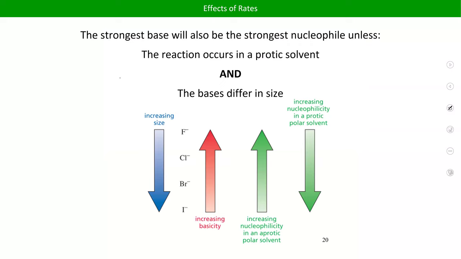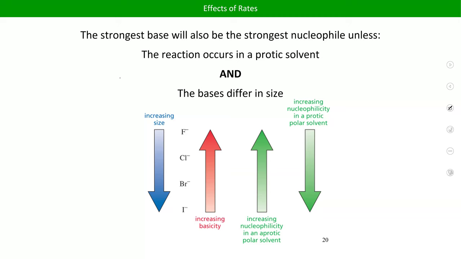So here's our general rule. Strongest base will also be the strongest nucleophile unless both of these are true: the reaction is in a protic solvent and the bases differ in size. Because that's where we got that reverse in that protic solvent. If you're in a protic solvent, the smaller your base, the smaller your nucleophile, the more it's hindered by the solvent itself, the more it's stabilized by the solvent itself. Iodine being so big, it's less affected by the solvent just because you can't really totally surround it with solvent molecules the same way that you can the fluoride, just because of the physical size.